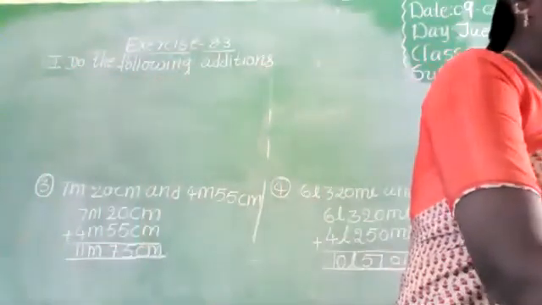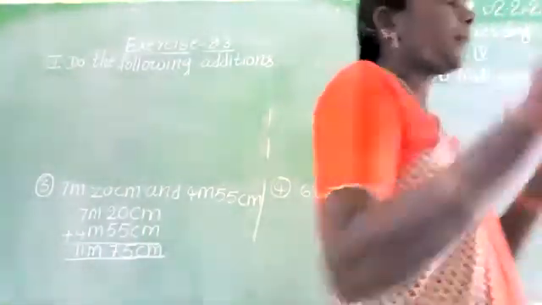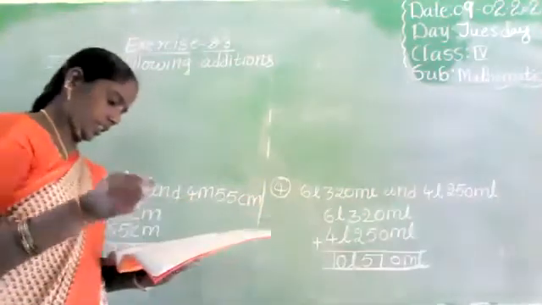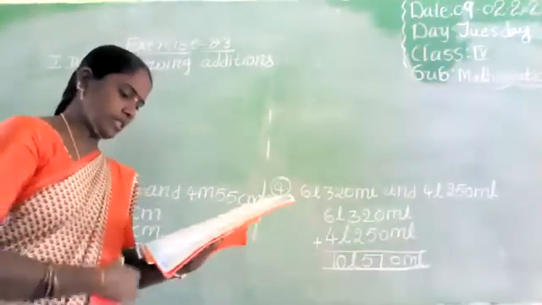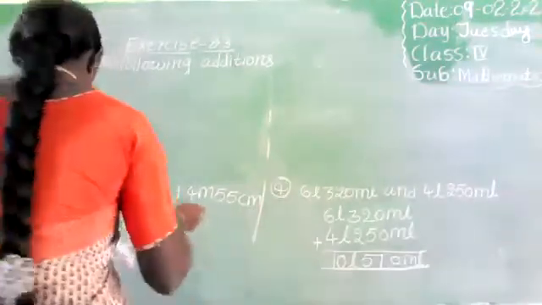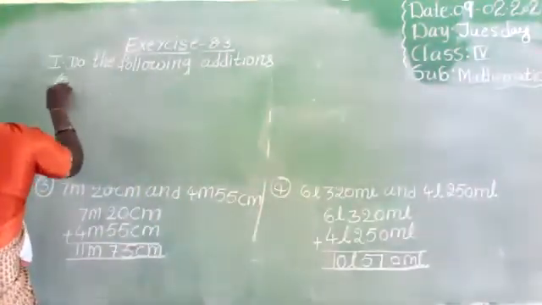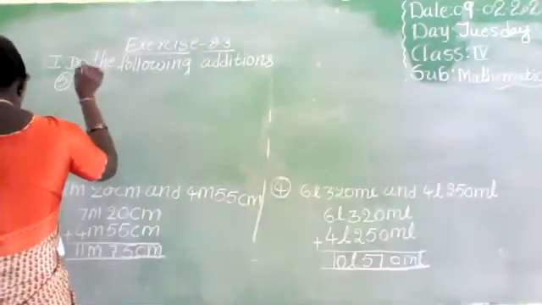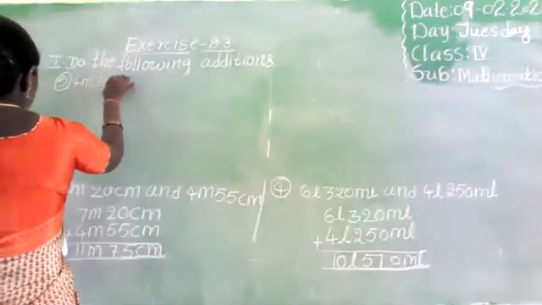Okay, next the 5th one. Here, in the 5th one, 3 numbers are given. Not 2 numbers, we are given 3 numbers. Four meters, 35 centimeters.